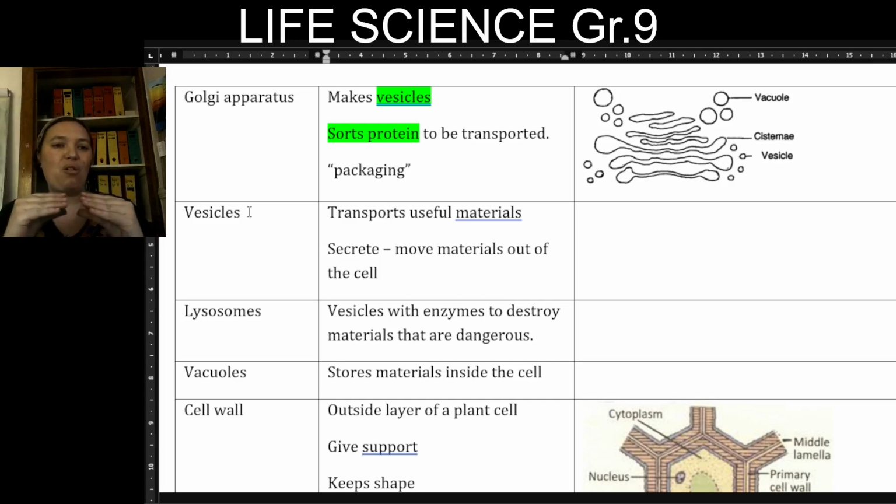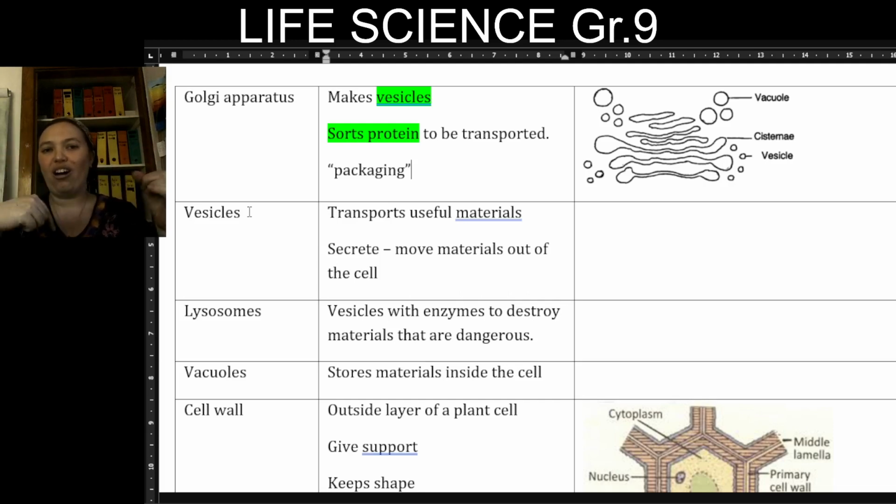So this Golgi apparatus also makes vesicles and vacuoles and lysosomes. All of these are basically very, very similar. It's a membrane making a closed ball. That's basically what it is. The Golgi apparatus is a membrane making a flat thing.